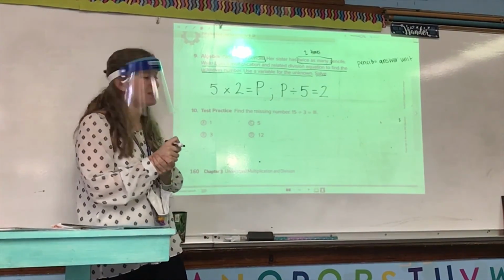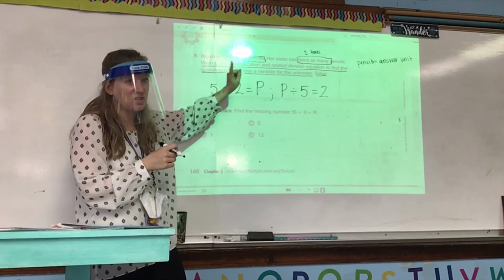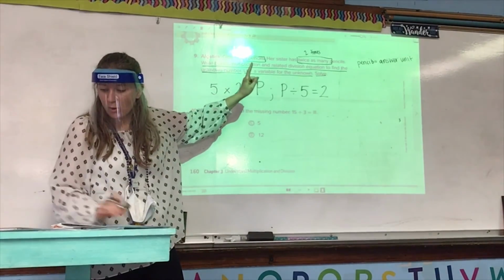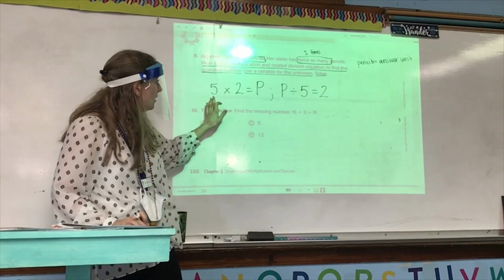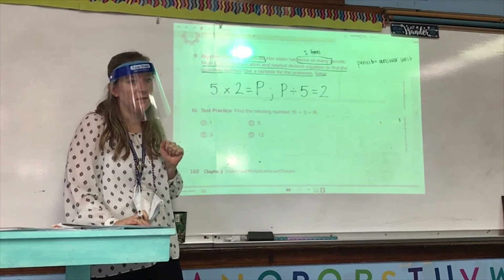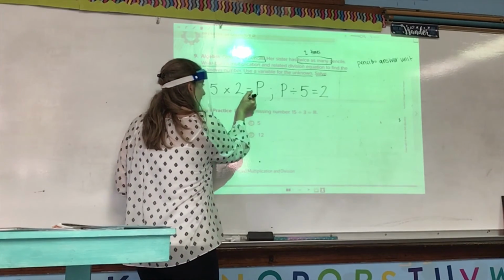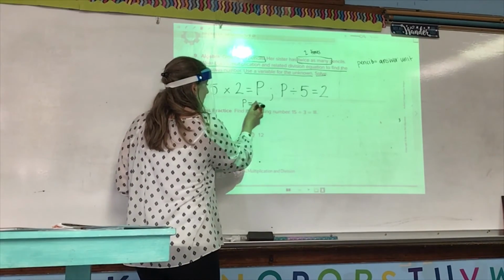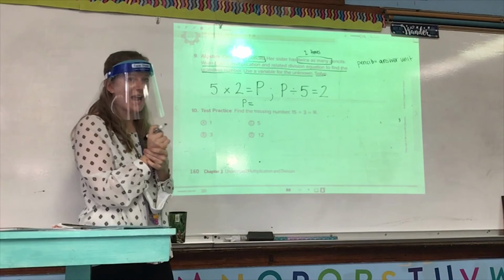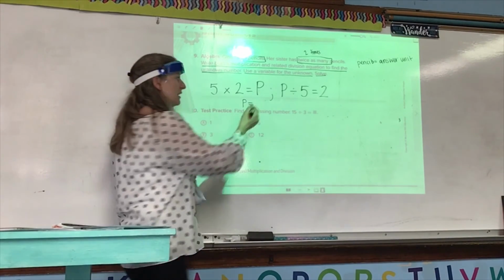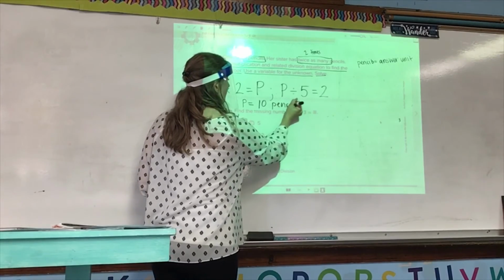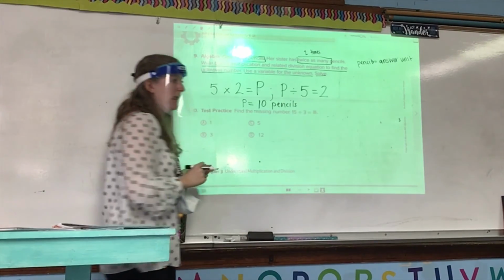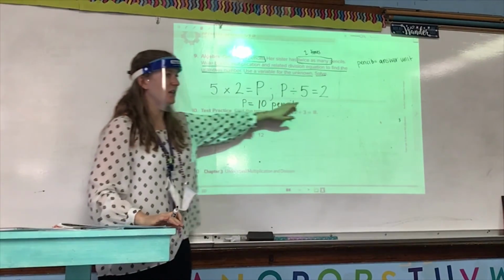Yes. We can solve this using basic facts. It doesn't tell us to use repeated subtraction or anything like that. So we can just solve as a basic fact, right? 5 times 2 equals what? 10. So that means P equals the number her sister has, which is 10 pencils. So make sure you have all of this.